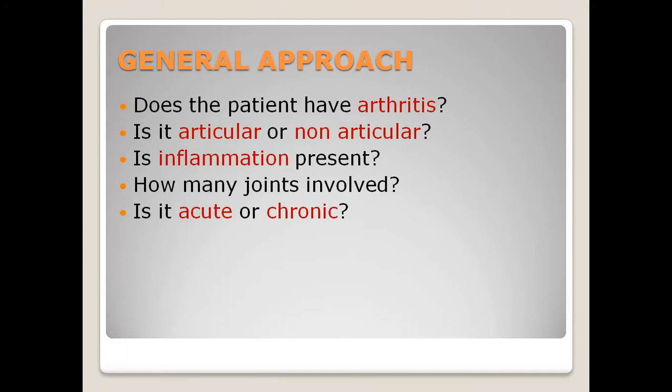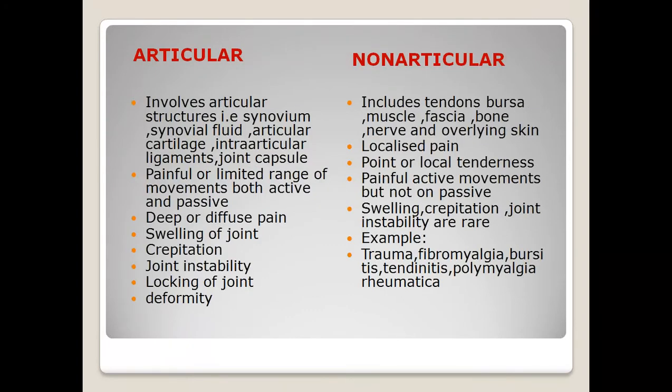Does the patient have arthritis? If he does have inflammation, whether it's in articular or non-articular joints, whether the inflammation is present or not, how many joints are involved, and whether the condition is acute or chronic. So we'll discuss it. How do you want to go? Whether it involves articular or non-articular joints.